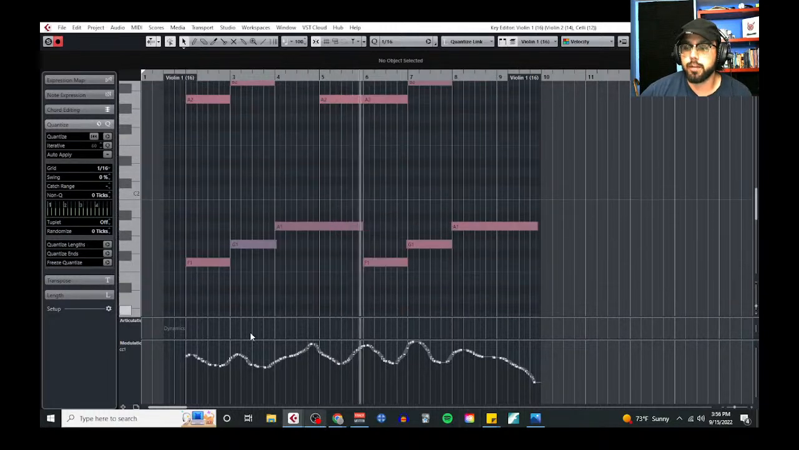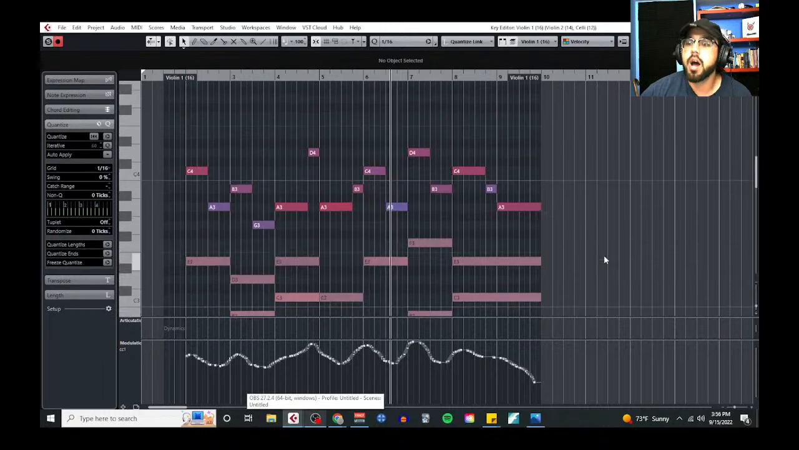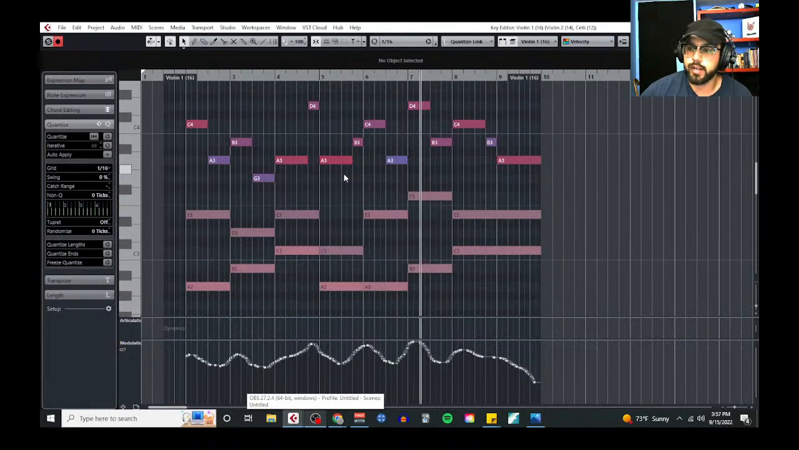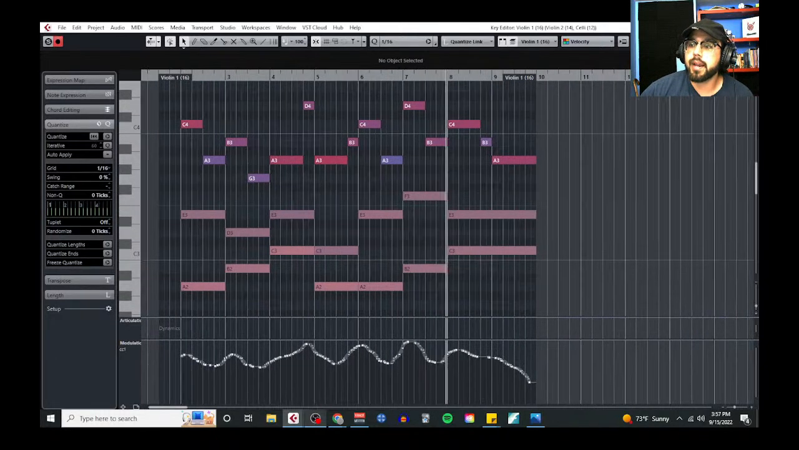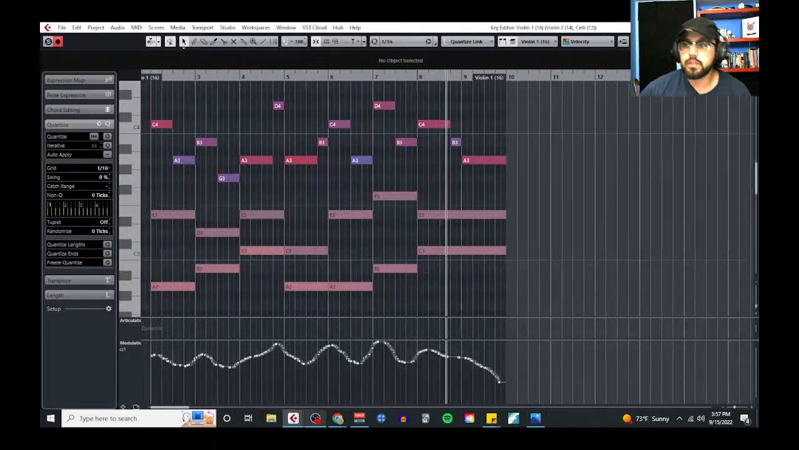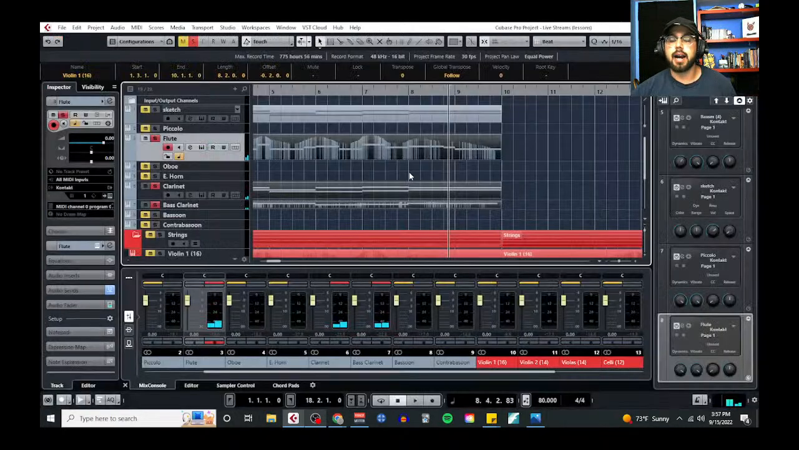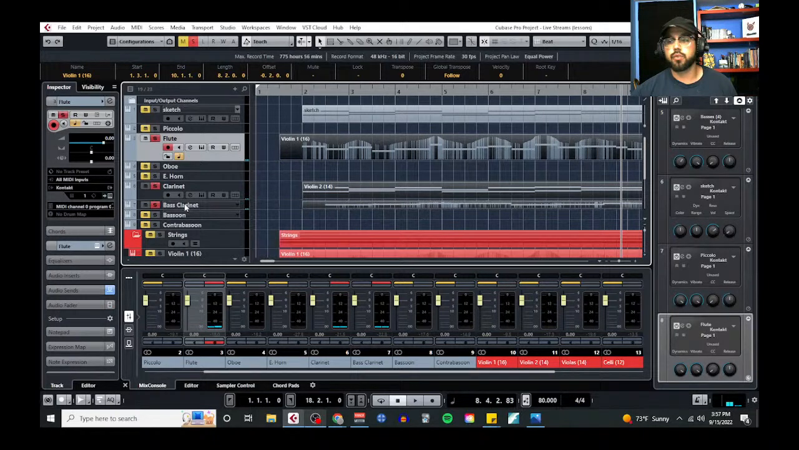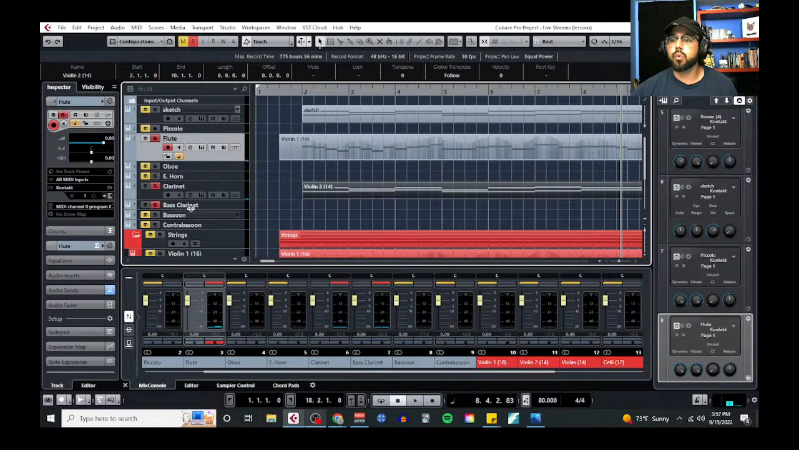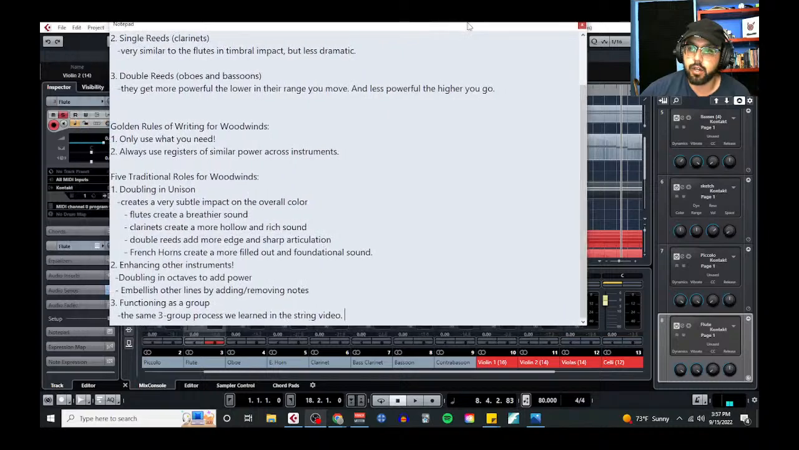Now, all of this automation down here was written for the cello, so this isn't too idiomatic for the section. But the main idea here is using the same exact guidelines we had earlier for those 3 groups. The woodwinds can very easily hold their own.